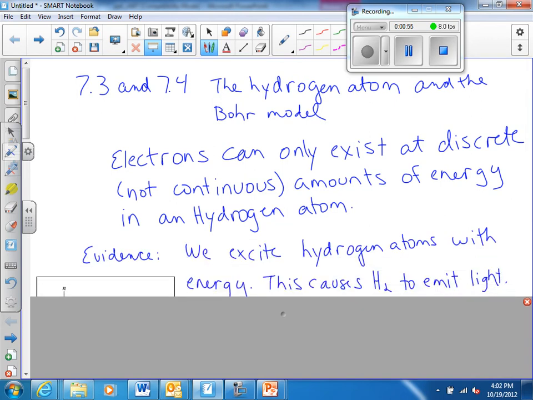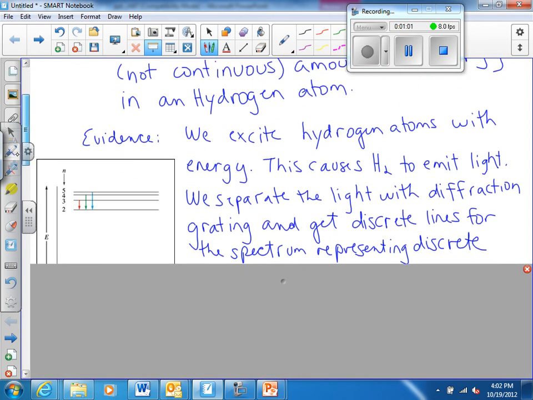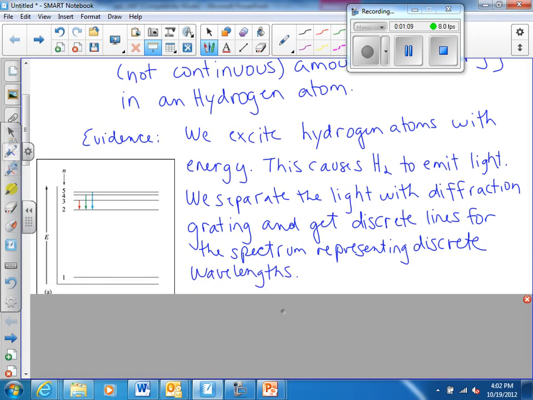So there's evidence that hydrogen and different elements, all elements, do not have this continuous spectrum. They have a discrete spectrum. And the evidence is that we can excite hydrogen atoms, and we'll look at this in class. We excite hydrogen atoms with energy. This causes hydrogen to emit light, and we can see the light that it's emitting. We separate the light that's being given off with diffraction grating, and we get discrete lines for the spectrum representing discrete wavelengths. So over on the left side here, we see this is an example of the hydrogen spectrum.